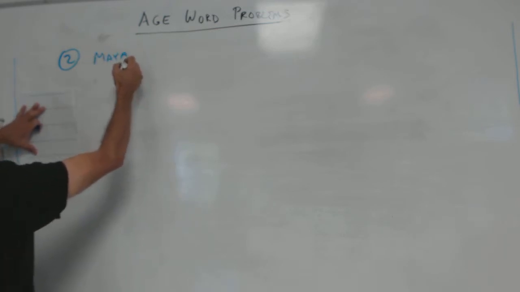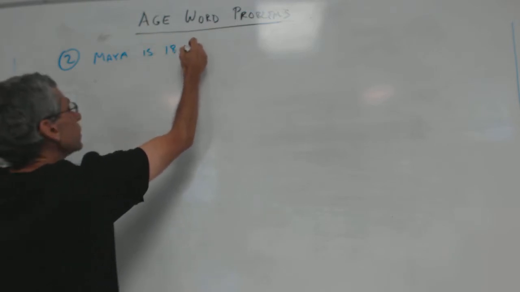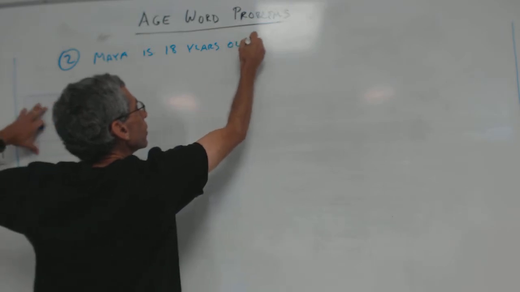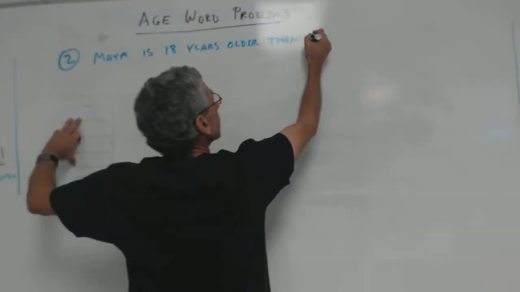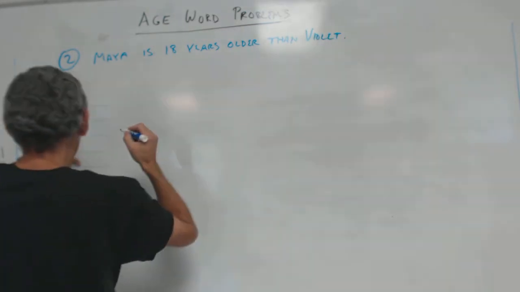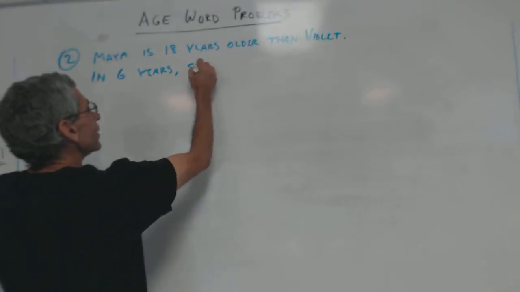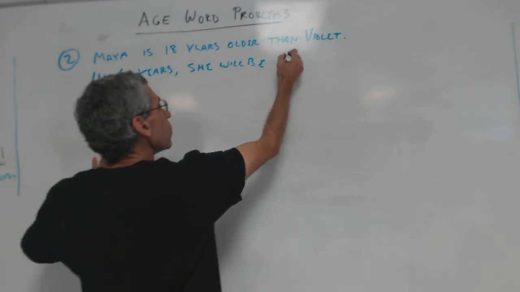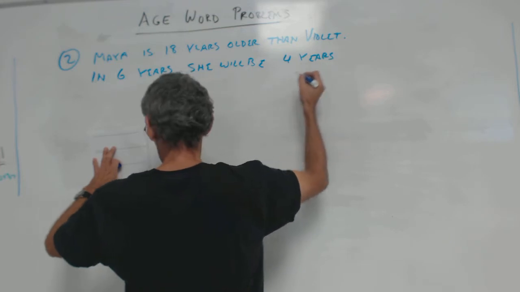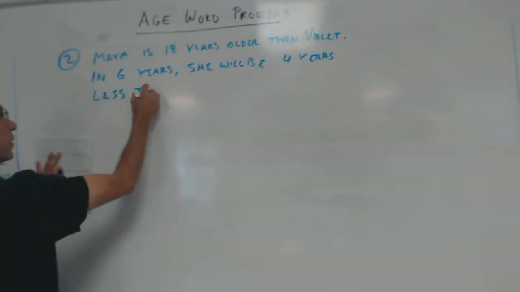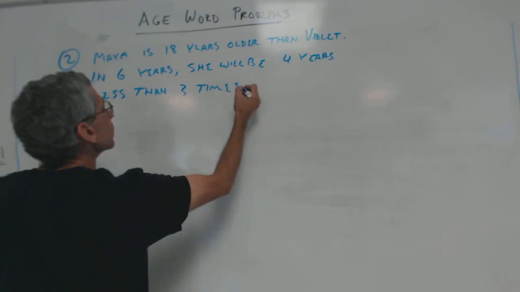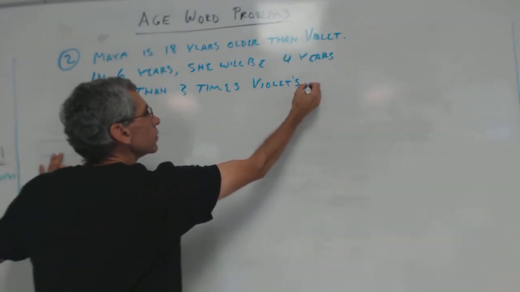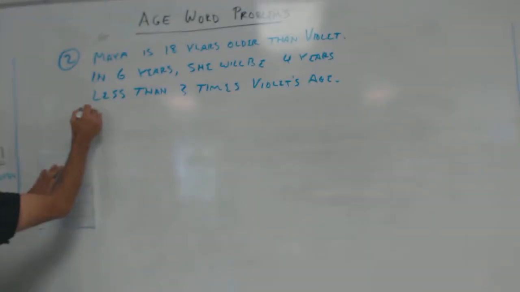Maya is 18 years older than Violet. In 6 years, she will be 4 years less than 3 times Violet's age. How old are each?